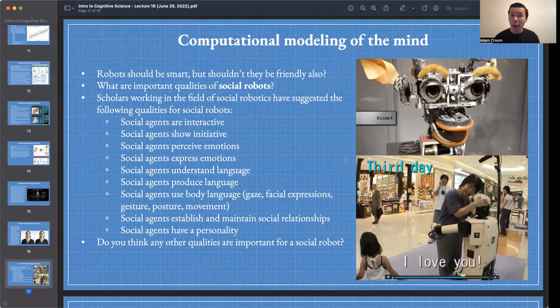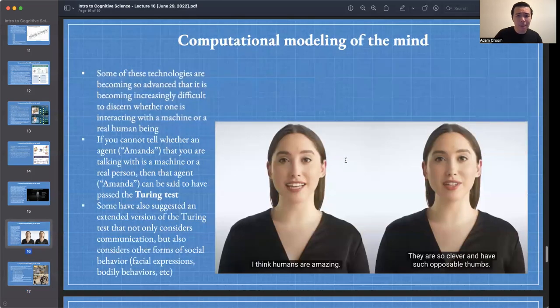Social agents are interactive. So we should build our robots so that they're interactive with us. Social agents show initiative. So we want our robots to also start conversations or initiate engagements in certain ways. Social agents perceive emotions and express emotions. So we want our social robots to be able to perceive our emotions as well as express their own emotions, perhaps through facial expressions and body language. That's one of the things that makes this very convincing, is that there is a good use of facial expressions and natural engagement.